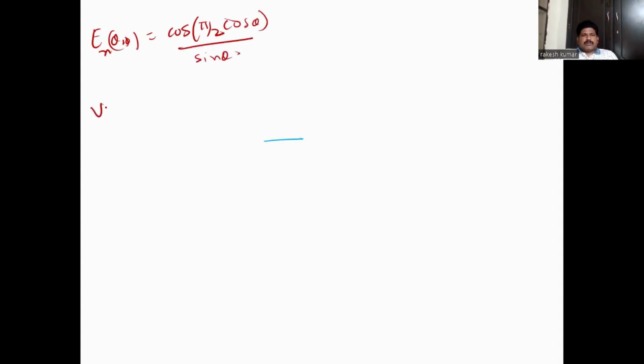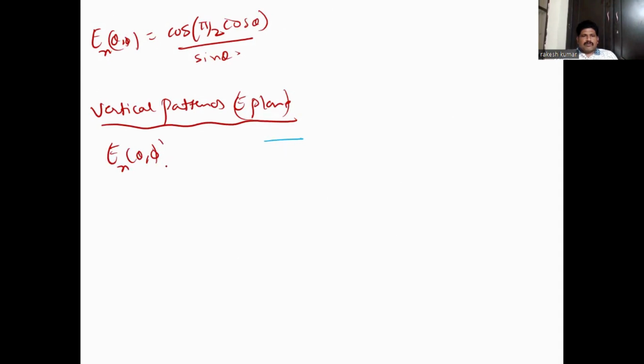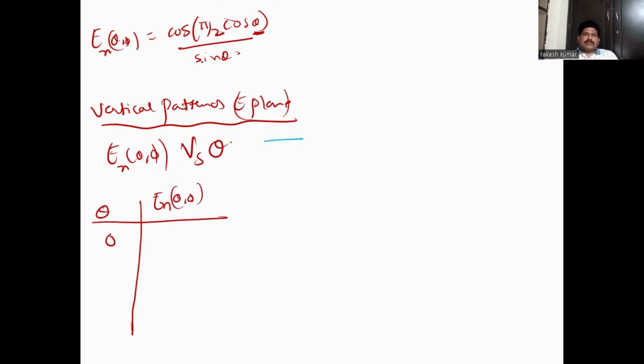So let us go for the vertical pattern, which is also called the E-plane. It is the graph of En of theta comma phi versus theta. So simply in the place of theta, keep different values. Let us draw the graph like this: theta value and En of theta comma phi. For example, theta is equal to 0. What is the value at theta is equal to 0?